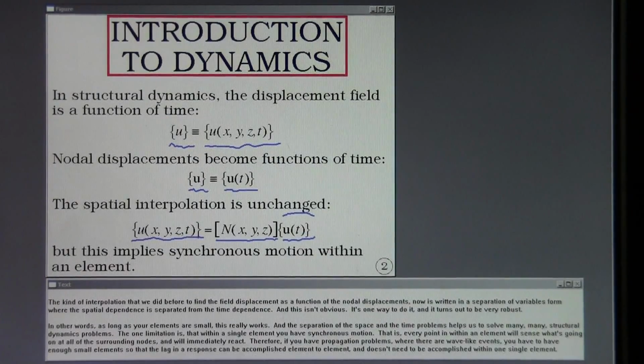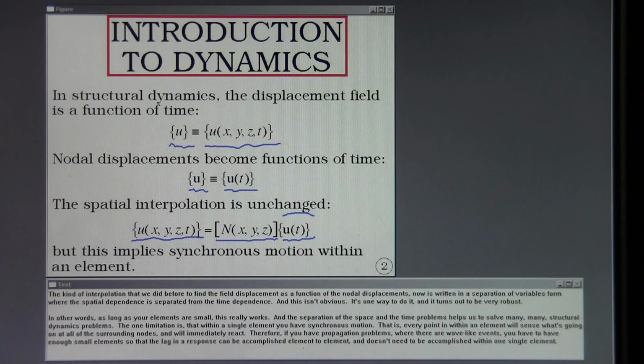The one limitation is that within a single element, you have synchronous motion. That is, every point within an element will sense what's going on at all of the surrounding nodes and will immediately react. Therefore, if you have propagation problems where they're wave-like events, you have to have enough small elements so that the lag in response can be accomplished element to element and doesn't need to be accomplished within one single element.